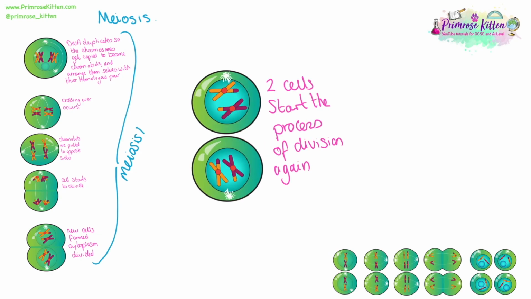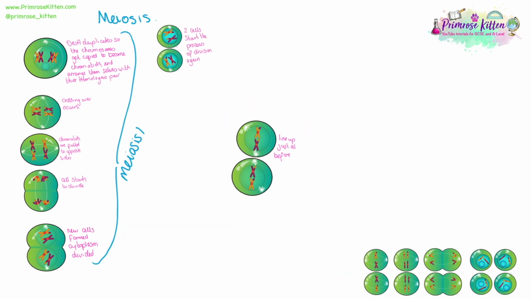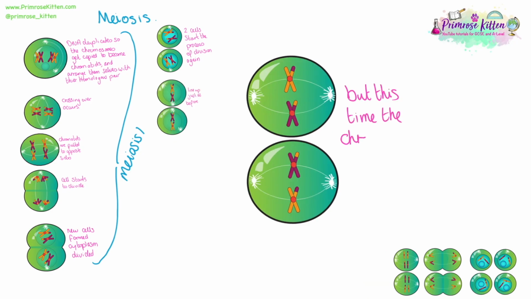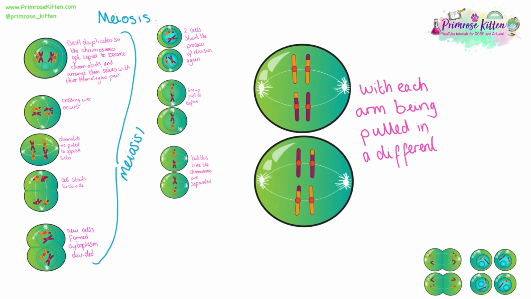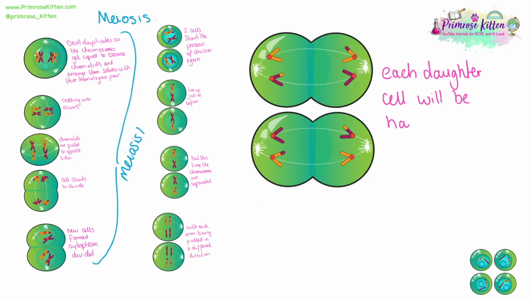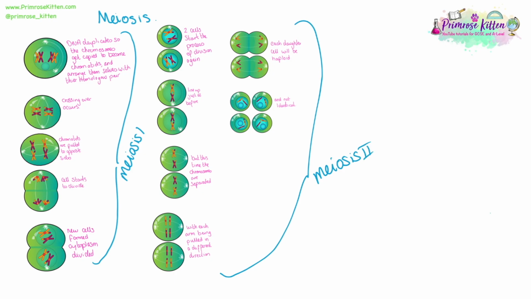The two daughter cells will start the process of division again. They will line up just as before, but this time the chromosomes are separated, with each arm being pulled in a different direction. Here each daughter cell will be haploid and will not be identical. This is the second division in meiosis.